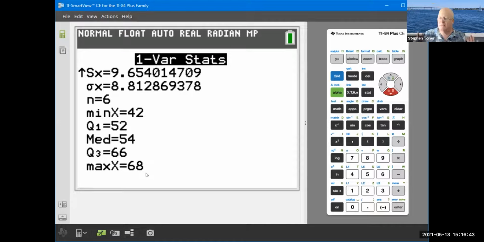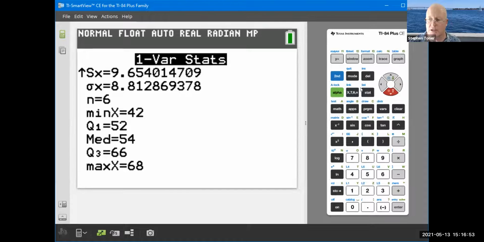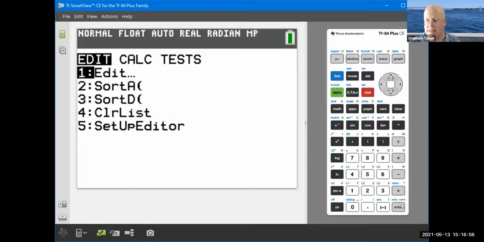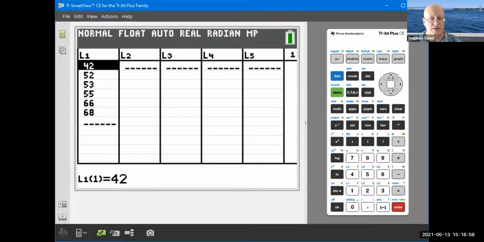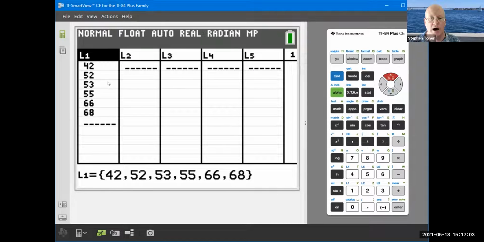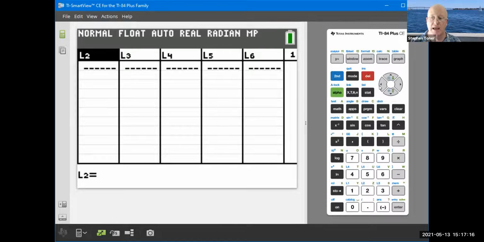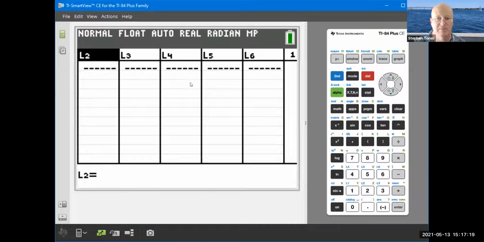So with just a few keystrokes, you get all of this numerical information, and it's much faster than doing things by hand. So again, you are going to hit your stat button, hit edit, and that allows you to enter the numbers into your list. If you ever want to clear out your list, you go to the top of the list, you hit clear, followed by enter, and that will clear out the list. Don't hit delete, because if you hit delete, the whole list is gone. And if you try and find your list 1, it seems to be gone.